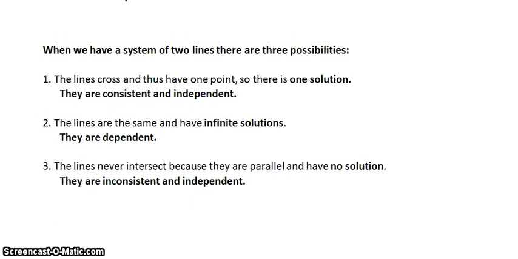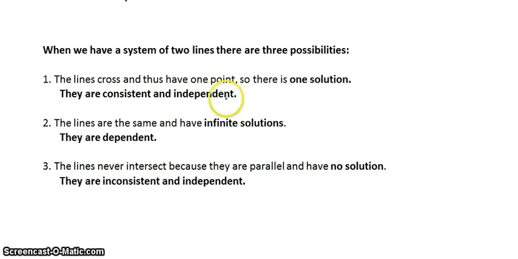So there are three possibilities when you have a system of two lines. The first one, the lines cross and thus have one point, so there is one solution. They are consistent and independent. Number 2, the lines are the same and have infinite solutions, and they are dependent because they're the same line. And number 3, the lines never intersect because they are parallel and have no solution. They are inconsistent and independent.